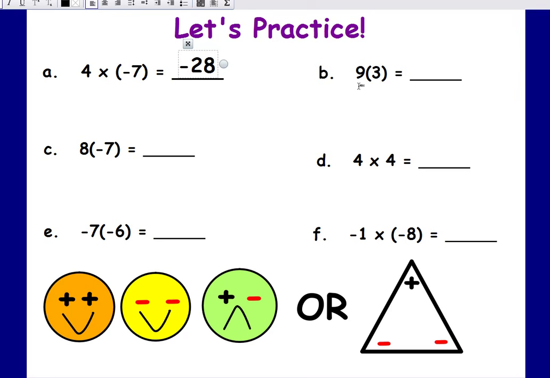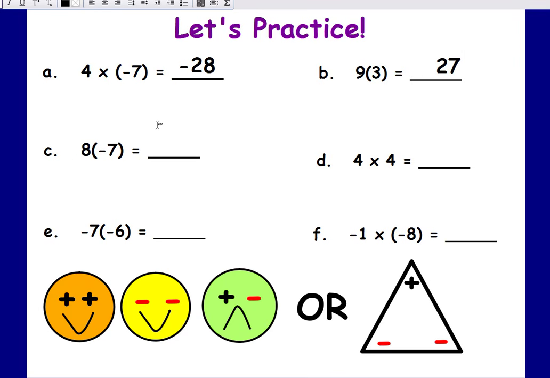Okay. Over here I have 9 times 3. I know 9 times 3 is 27. And they're both positive. So when I come down here with my smiley faces and I have both positive numbers, then he's happy, so it's a positive 27.